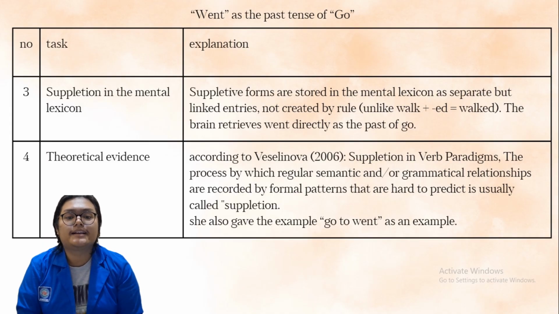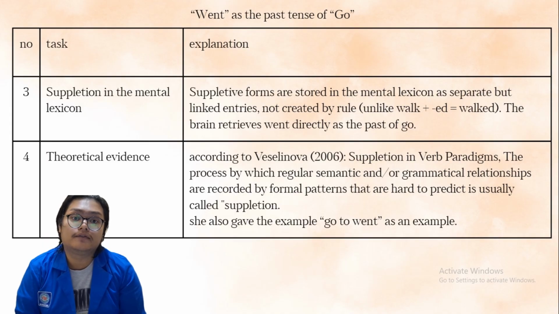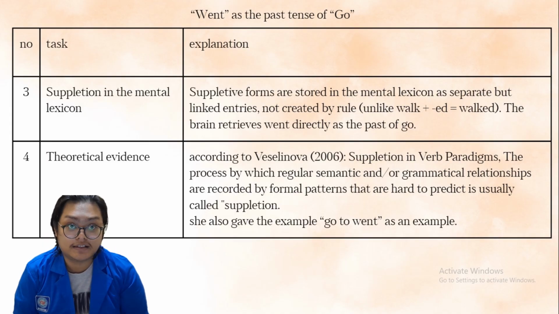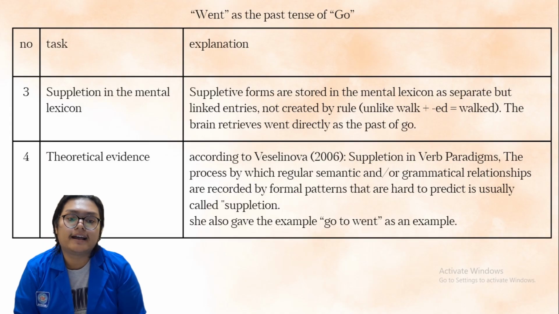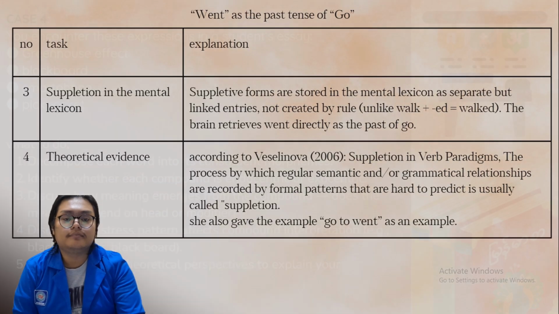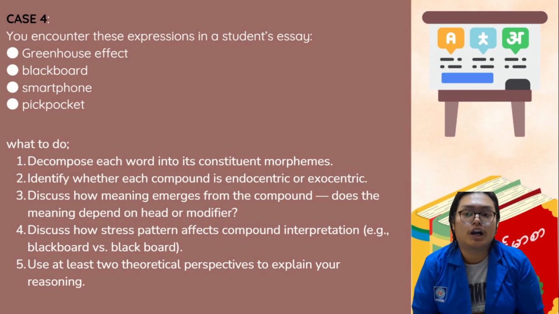She also gave the example go to went. So that explains why go and went are different forms, because it is suppletion, whereas patterns that are hard to predict. Guys, so we move to case 4.